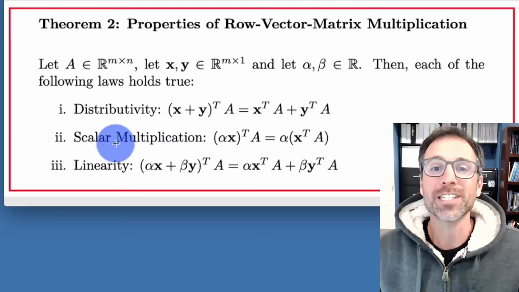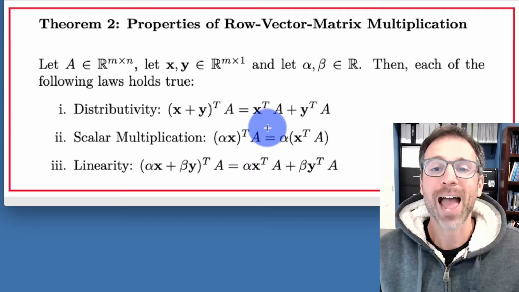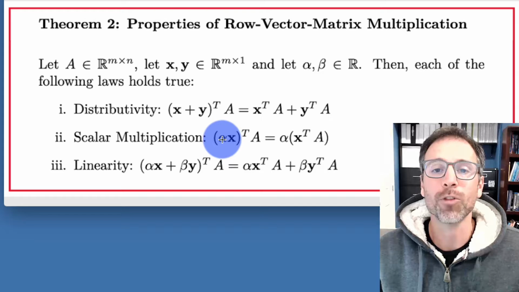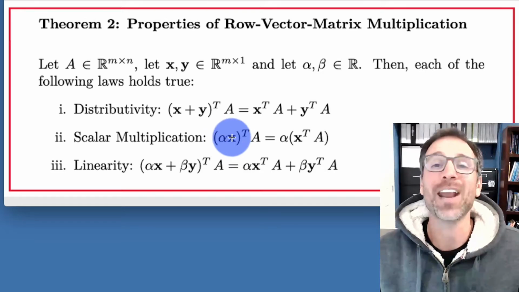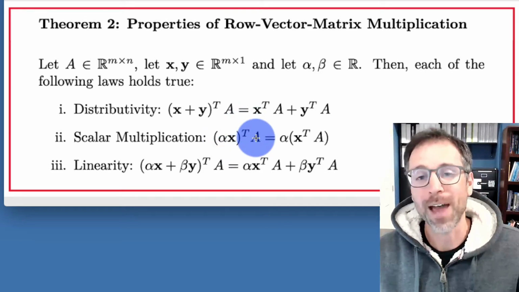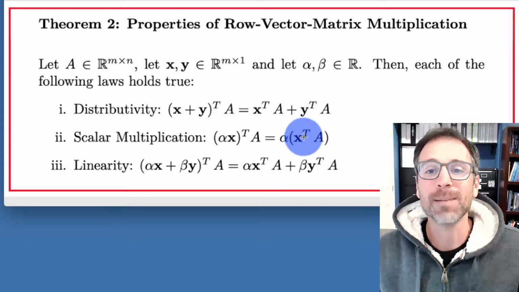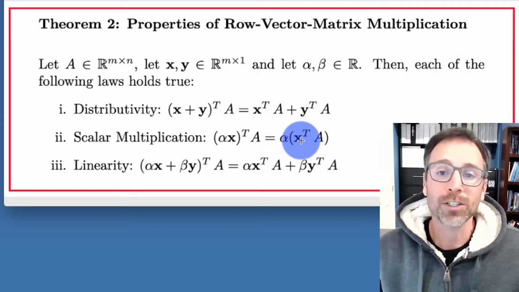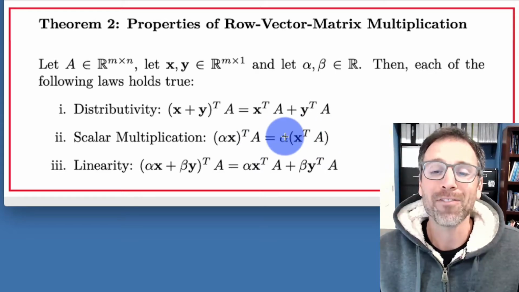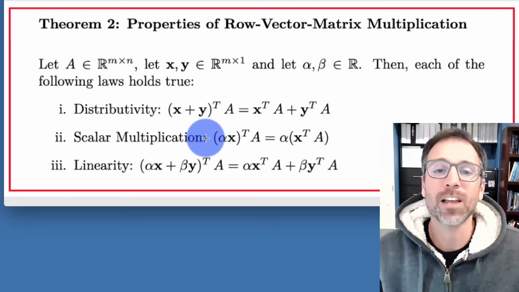The next one is called scalar multiplication, which is we can bring scalars out of matrix vector multiplication. So if the first thing I do is multiply a scalar by a row vector, and then I take the product and multiply that by the matrix A, that's the same thing as taking the row vector, multiplying it by A, and then finally multiplying by the scalar. In other words, the scalar pulls out.